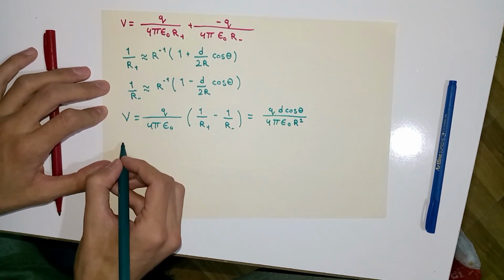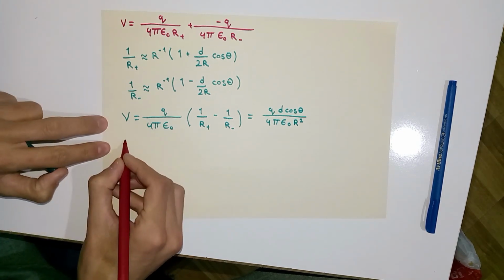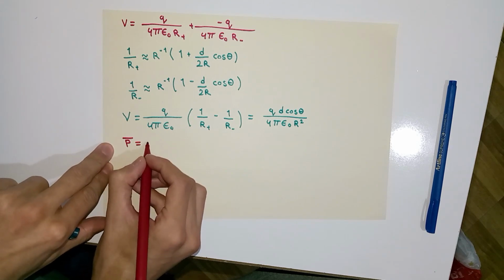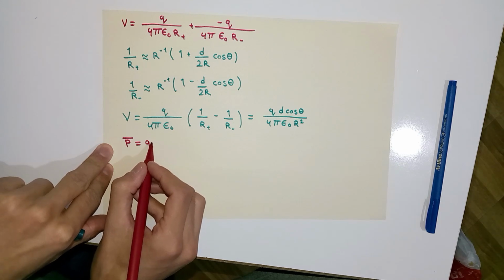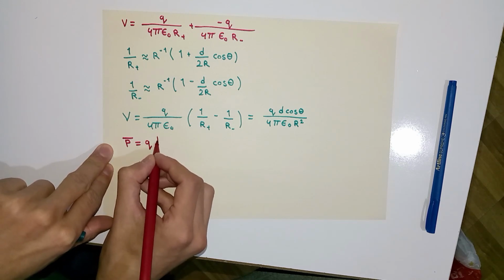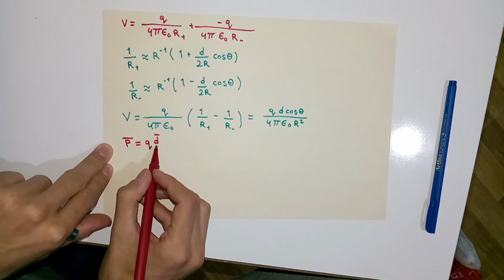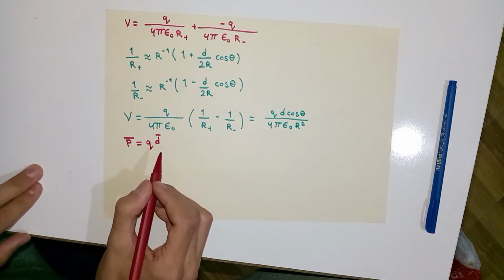but it's preferred to write the final equation by using the dipole vector. We all know what the dipole vector is. The dipole vector is represented by P, and it's equal to the charge times the distance between these two charges. But as we are handling vectors, this is the displacement. Displacement is not the distance.